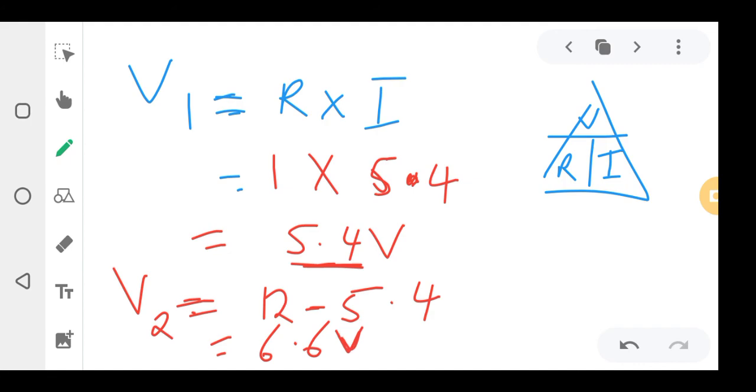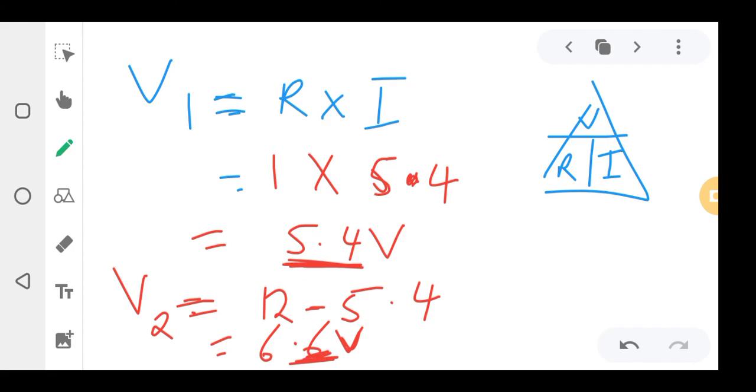Remember what I said? When you calculate V1, which is this one, to calculate V2, you subtract 12 minus 5.4. That's V2. That's how we do it. When you calculate V1, to get V2, you subtract it from the total voltage that's given. Okay? That's how you do that.